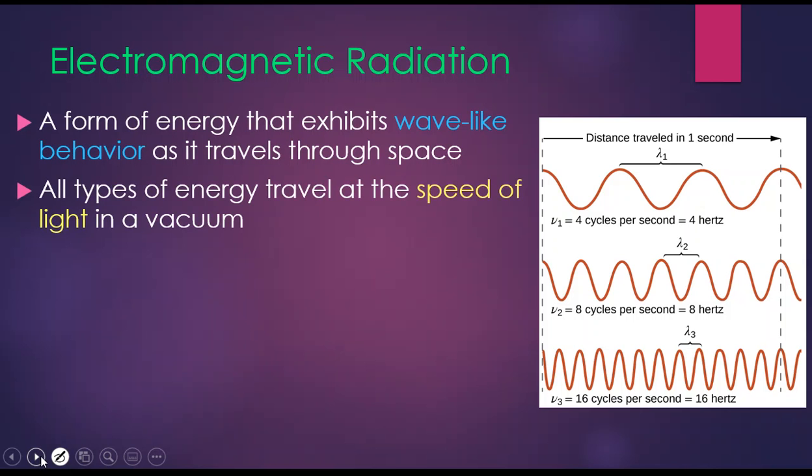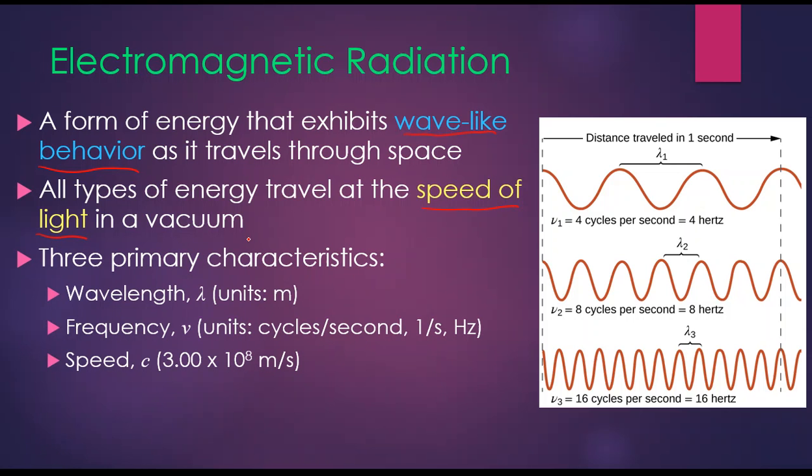So the first thing we need to review is electromagnetic radiation. It's a form of energy that exhibits wave-like behavior. Electromagnetic radiation, of course, the photons travel in waves, but remember that even though we call it waves, it has photons or particle ability as well. So a stream of these particles that travel in waves. All types of energy will travel at the speed of light in a vacuum.